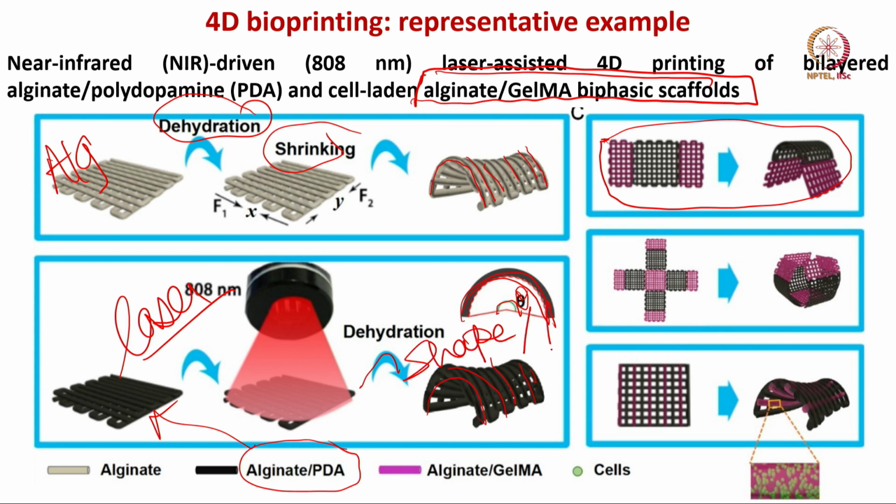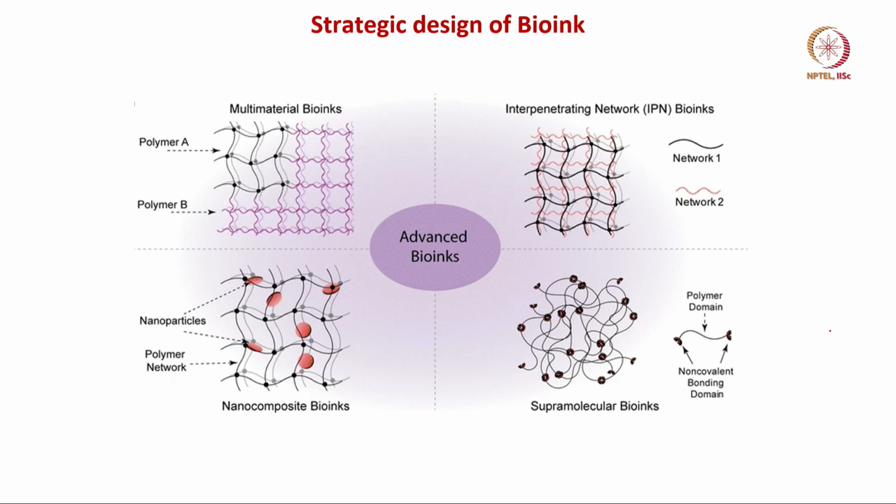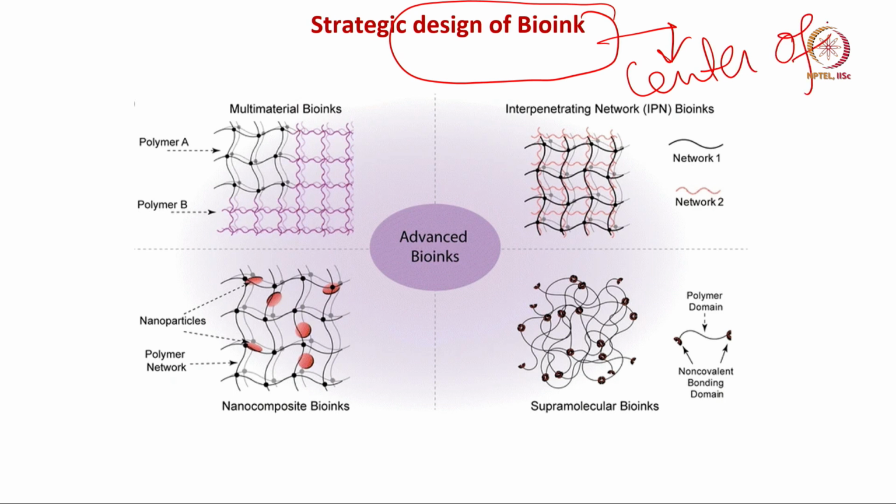So what are the things that one has to remember? There is a shape or functional transformation because of the external stimulation. So the strategic design of the bioink is one of the important things, because the design of the bioink is at the center of 3D/4D bioprinting, right?